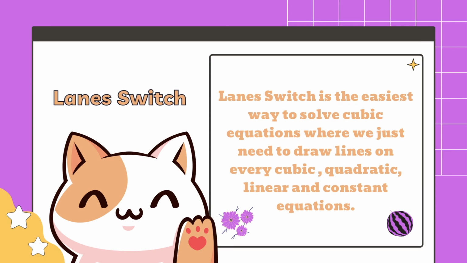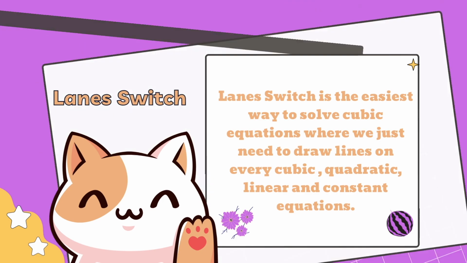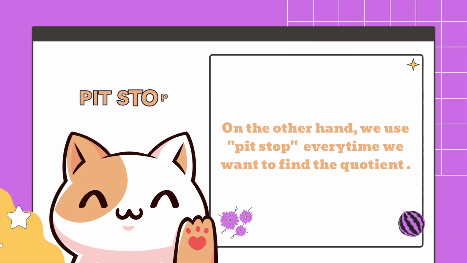Lane switch is the easiest way to solve cubic equations, where we just need to draw lines on every cubic, quadratic, linear, and constant equations. On the other hand, we use pit stop every time we want to find the quotient.